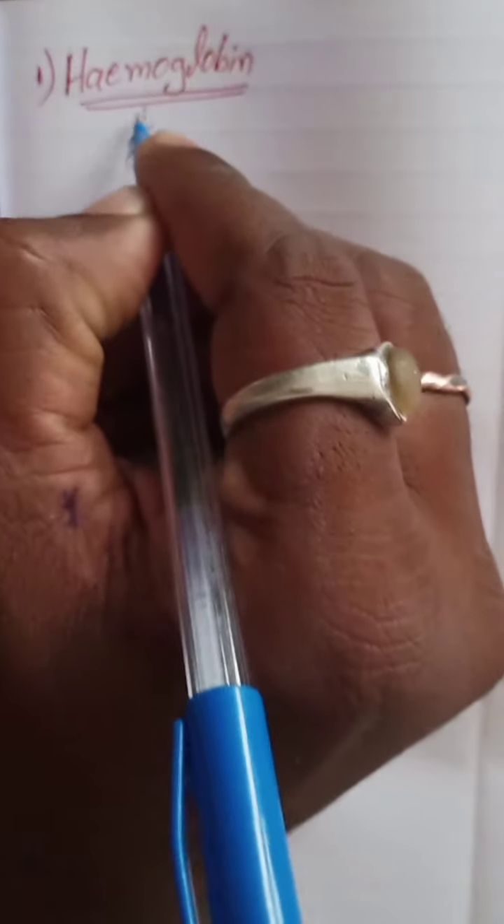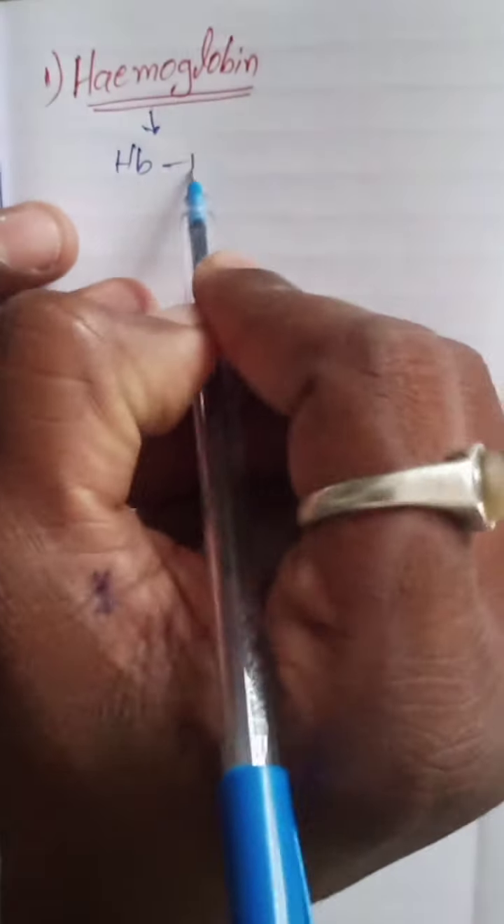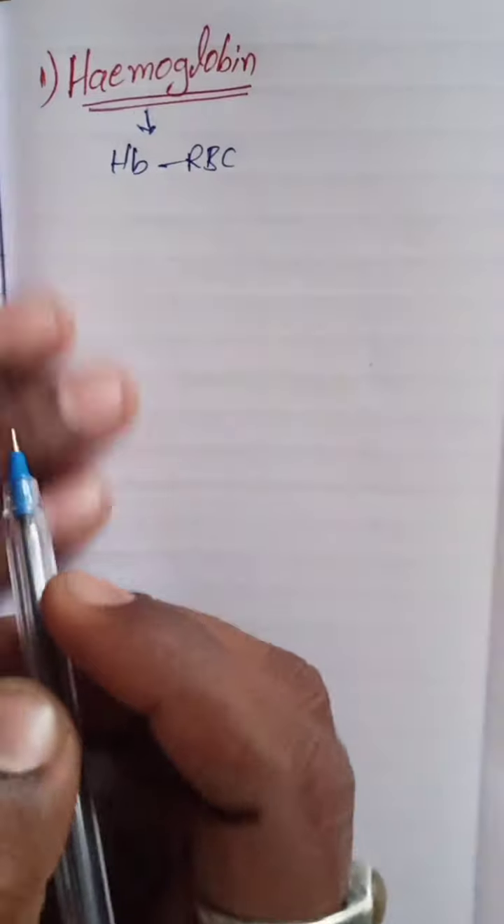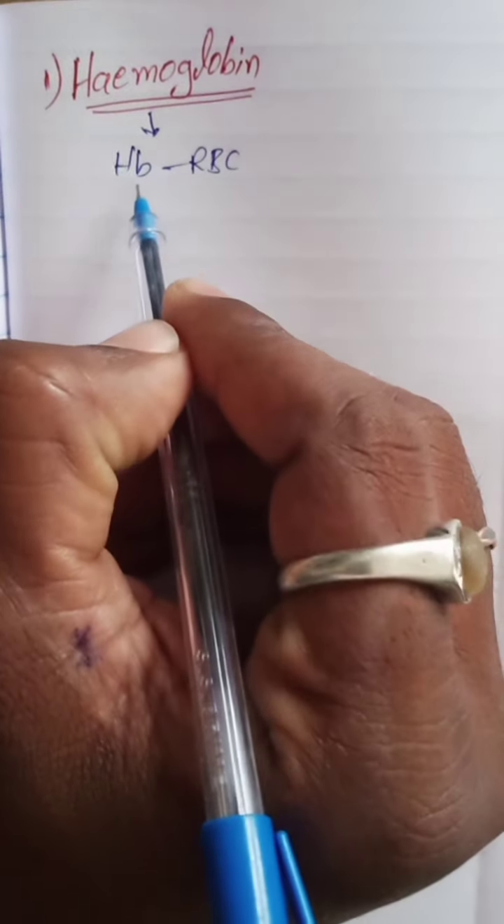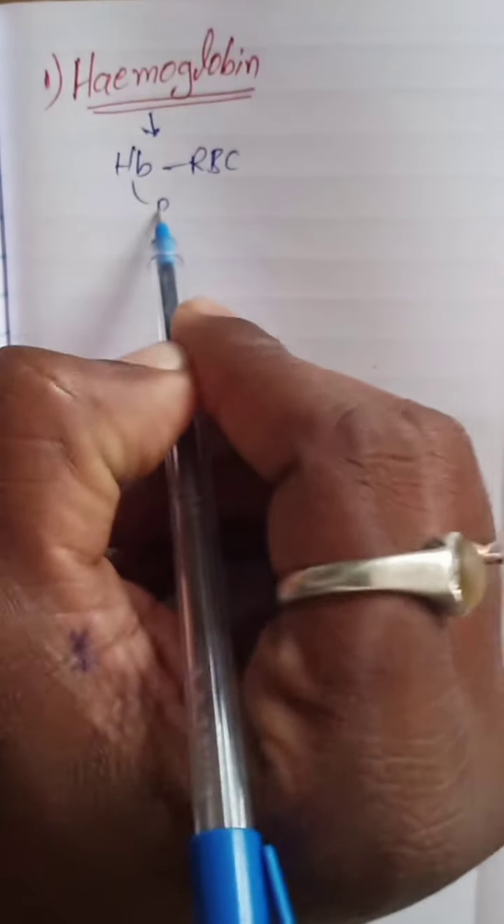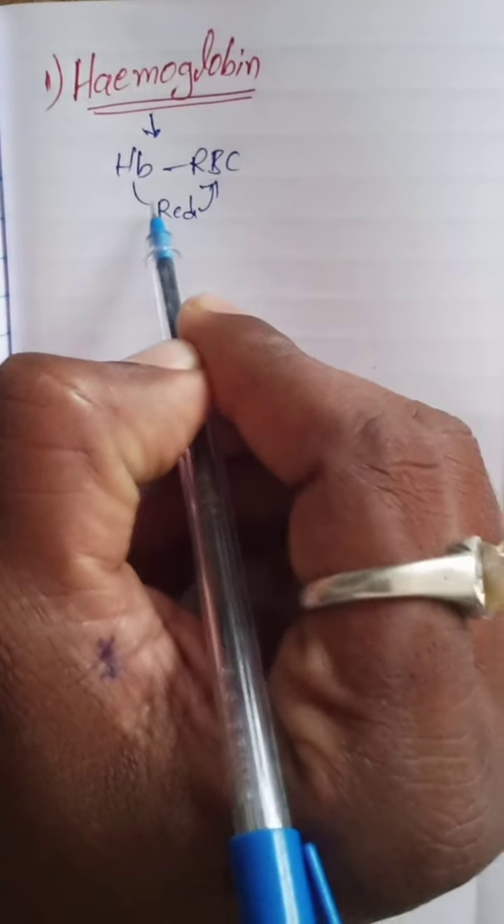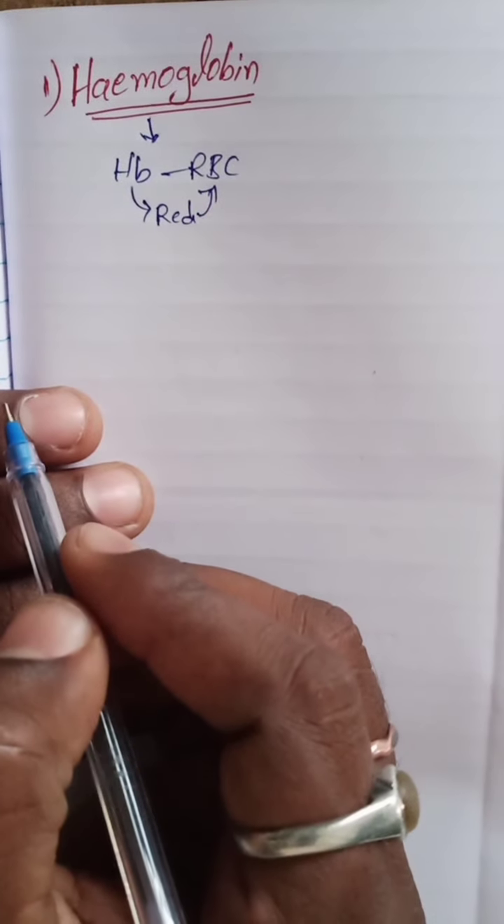Today we are discussing hemoglobin and hemoglobin estimation methods. Hemoglobin is present in the RBC. Why? Because hemoglobin gives the red color to the RBC. So the RBC contains hemoglobin.